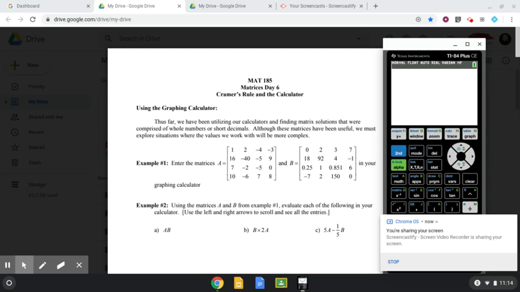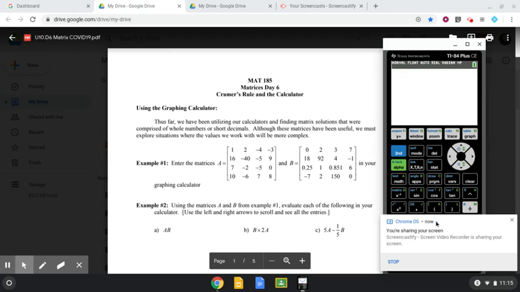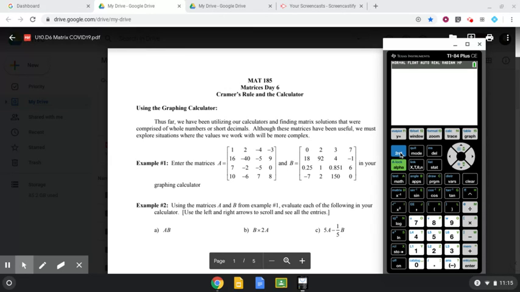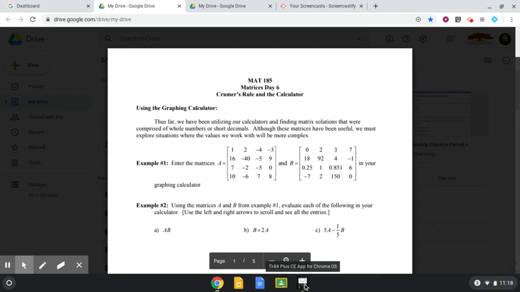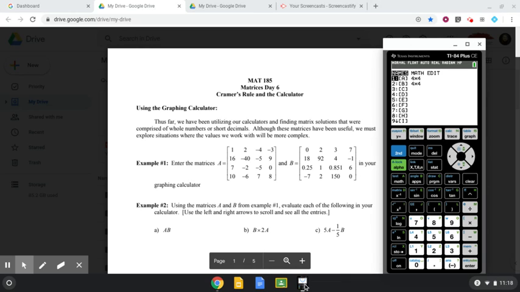So example number 1, if you need to pause to enter these into your calculator, feel free. Enter the 4 by 4 matrix A and the 4 by 4 matrix B in your graphing calculator. When you're ready to move on, press play. Okay, so now that you have entered your matrices, I'm going to press second matrix to get to the same spot that you should be able to get to. Okay, so I went ahead and entered my matrices. You'll see they're both 4 by 4s.